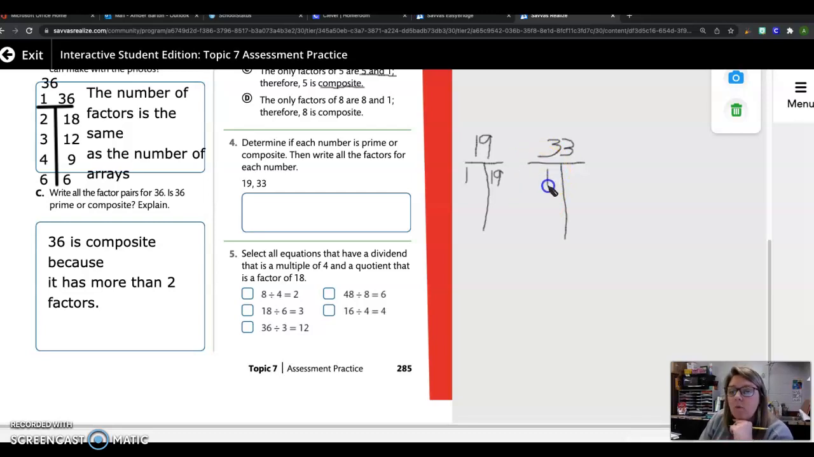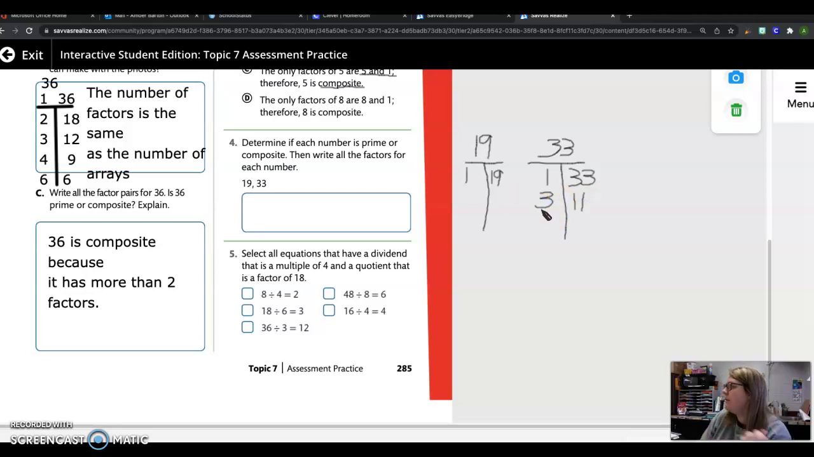So now let's look at the number 33. We know one factor pair is going to be 1 and 33. Is 2 a factor of 33? No, because 33 is an odd number and it is not divisible by 2. What about 3? Yes, 3 is a factor of 33. 3 times what equals 33? 11. Good. What about 4? Is 4 a factor?